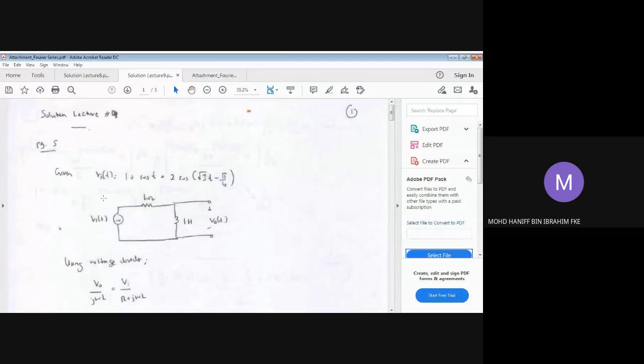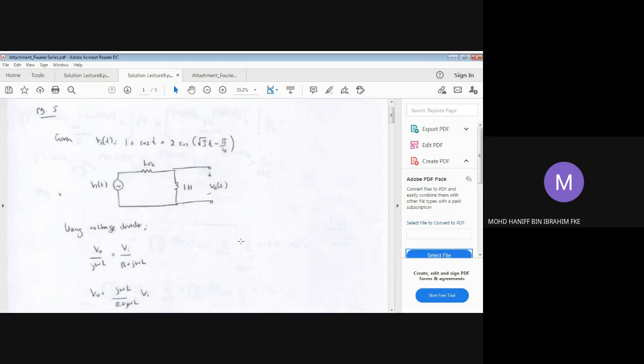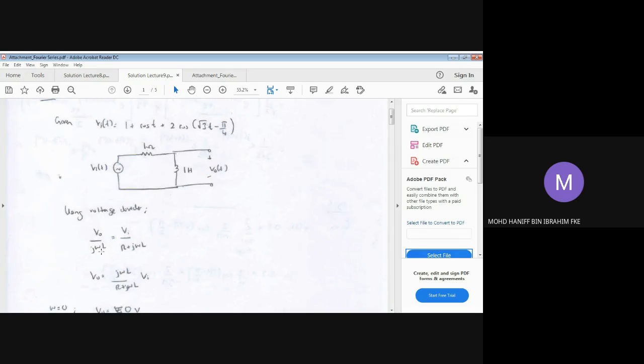So in this case, we are given the V_i(t) and the output is here across the inductor, 1 Henry. To solve for V naught(t), you have to apply the voltage division technique, in which you are supposed to get V naught over jωL equals V_i over R plus jωL. So V naught(t) in terms of V_i shall be written to look like this: jωL over R plus jωL times V_i.